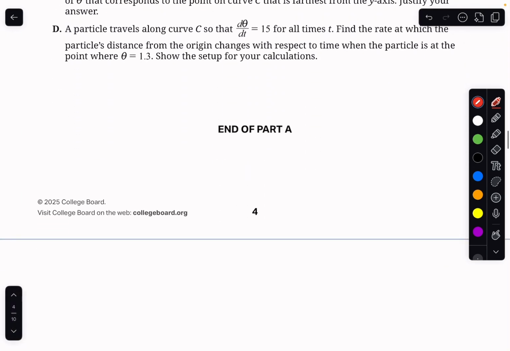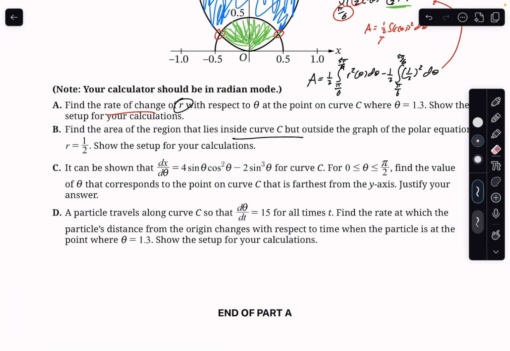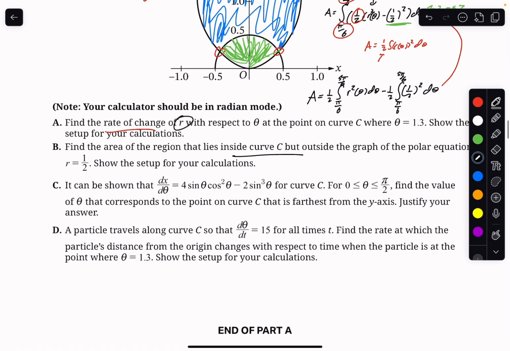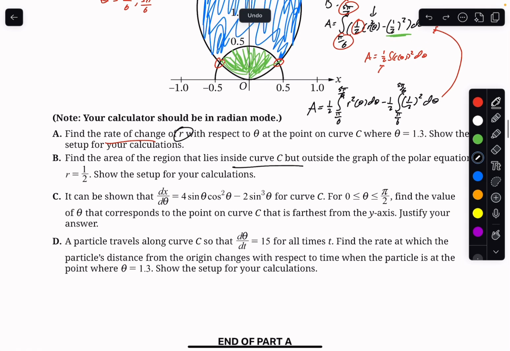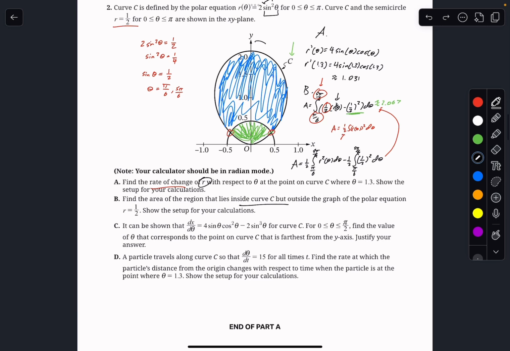All right, moving forward to part C. By the way, part B was definitely the most difficult, but part C also tripped some people up. It can be shown that dx d theta, the change in x over the change in theta, is 4 sine theta cosine squared theta minus 2 sine cubed theta for curve C, for 0 less than or equal to theta less than or equal to pi over 2. Find the value of theta that corresponds to the point on the curve C that is farthest from the y-axis. Justify your answer.